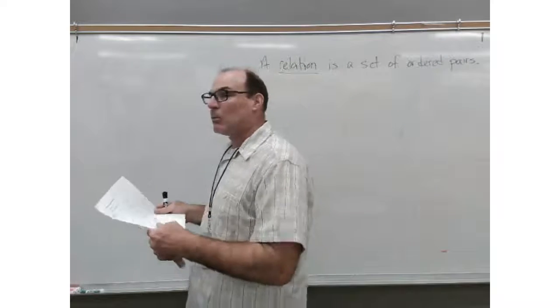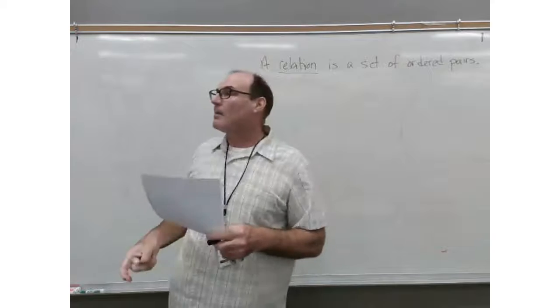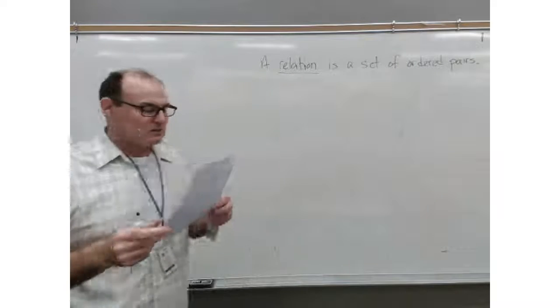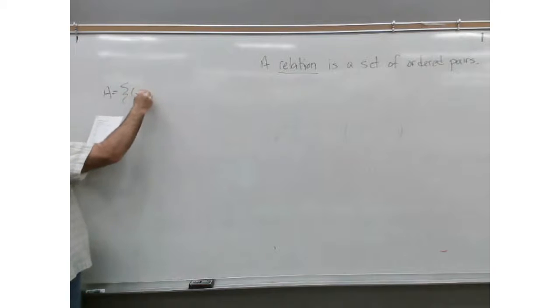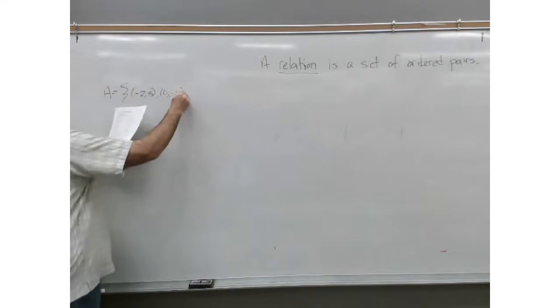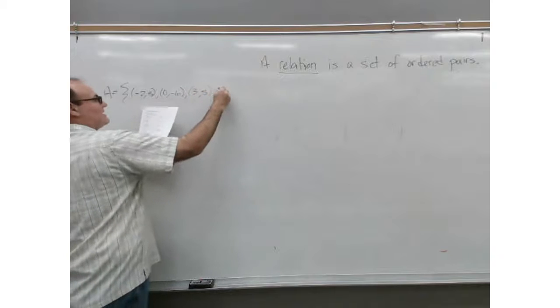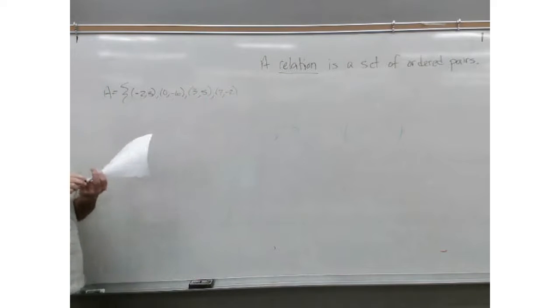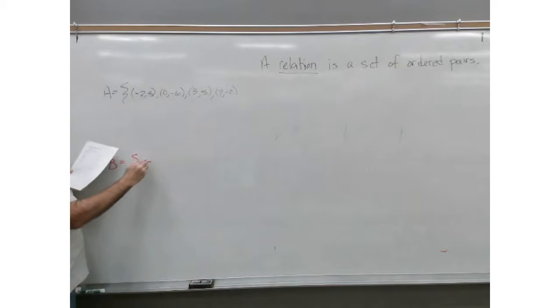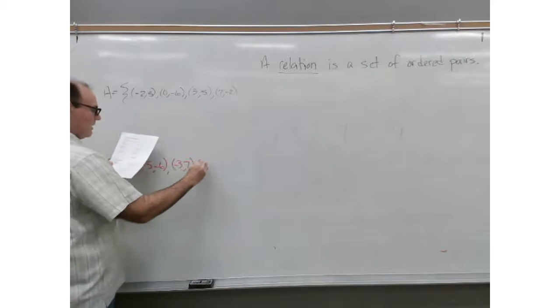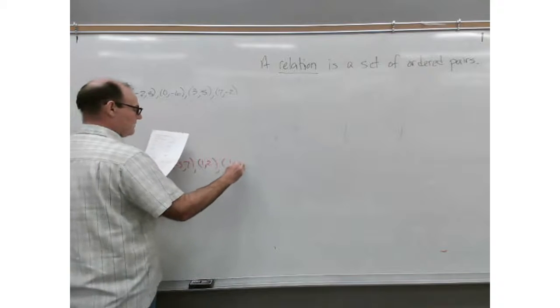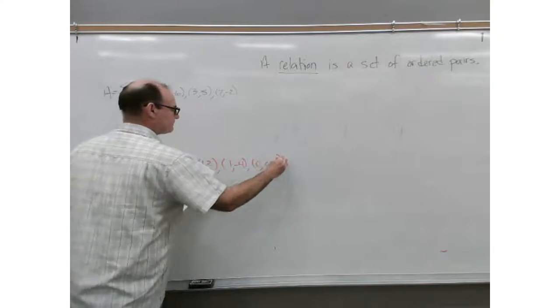You already have them, and then we're going to talk about what is a function and a couple of other attributes of these relations. So the first relation I have is called A. Relation A is these ordered pairs: (-2, 3), (0, -6), (3, 5), and (7, -2). That's our first relation. The second one, I've labeled relation B. It is the points (-5, -6), (-3, 7), (2, 1), (-4, 0), and (0, 0).